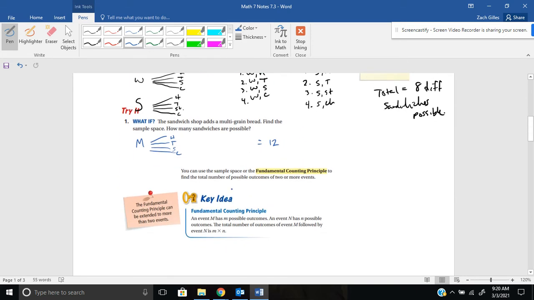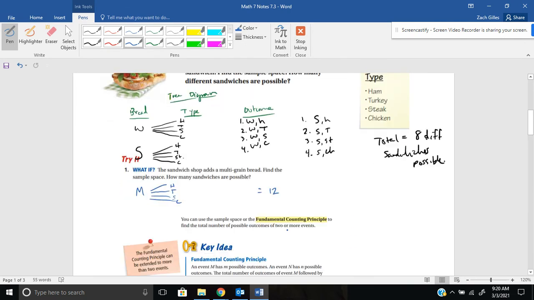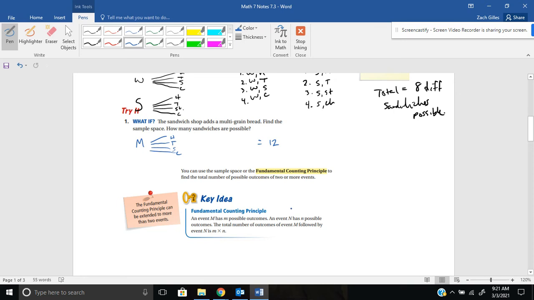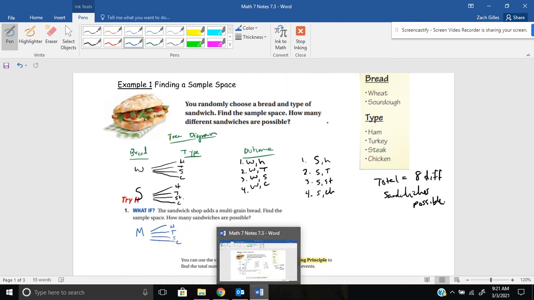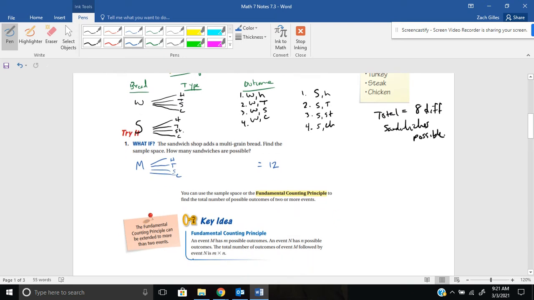Okay. All right, a little more vocab here. It says you can use the sample space or the fundamental counting principle to find the total number of possible outcomes of two or more events. So, in other words, what we're going to learn about the fundamental counting principle is the same as this. It's just another way to do it. Okay, and I'll show that to you here.